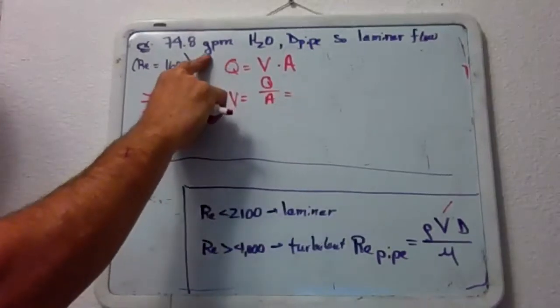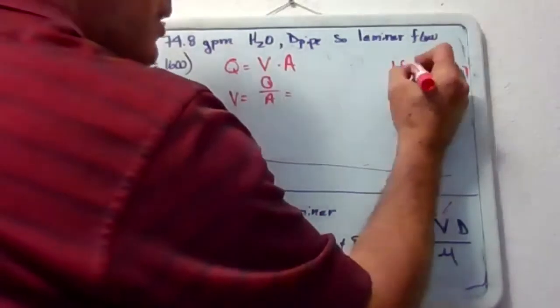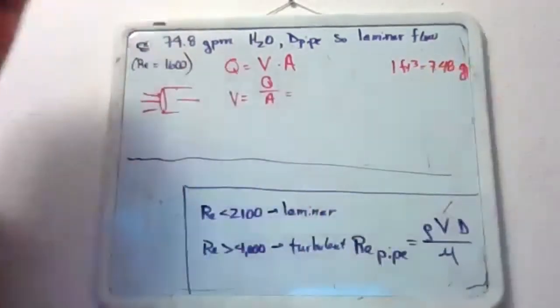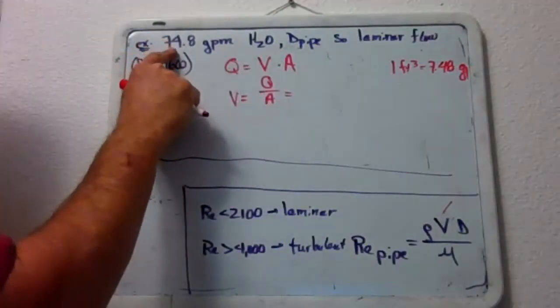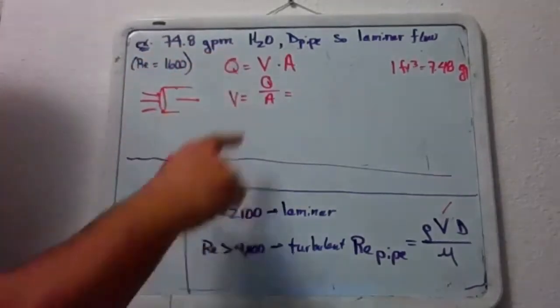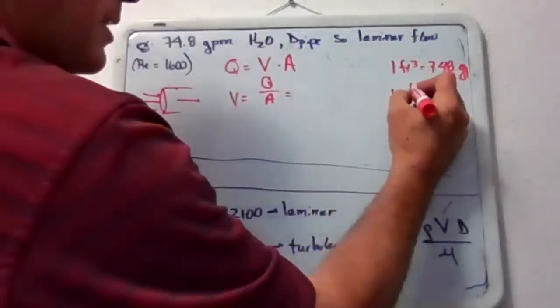We would like this to be feet squared per second. 1 cubic foot is 7.48 gallons, a number I'm not going to require you to memorize, but it's good to know. So this should be 10 cubic feet per minute, and we would like to put this in per second. So the Q is 10 cubic feet per minute.